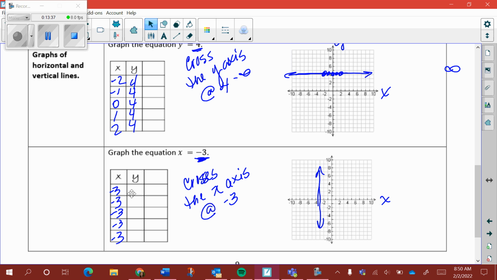So you can pick again, when you plug in -3, the y value is going to be all up and downs. So you could do -3, -2, -1, 0, 1, 2. It does not matter what you plug in here, any number. So this one, remember, is a horizontal line. And this one is a vertical line.